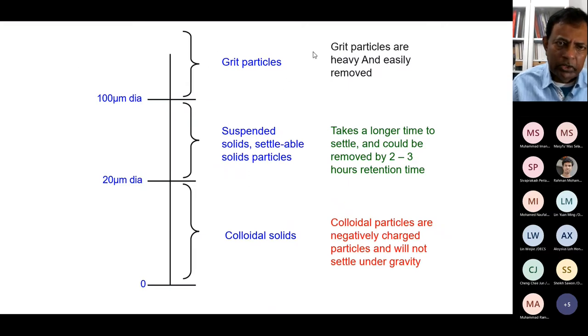Okay, so therefore, in order to prevent that, the first activity is to remove grit particles before you go on to the second stage. The first stage is that all particles which are greater than 100 micrometers in size are taken as grit particles. And these grit particles are heavy and can be easily removed. Then from 20 micrometers to 100 micrometers, the particle sizes are classified as suspended solids.